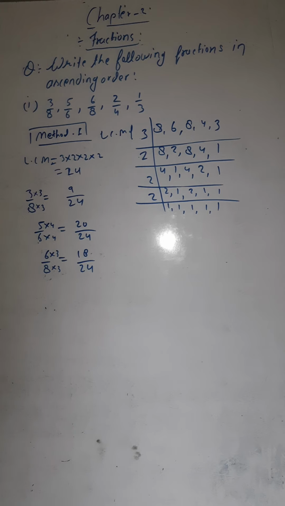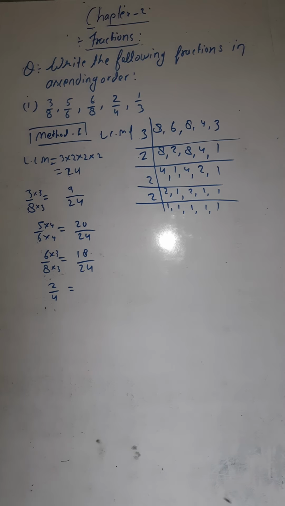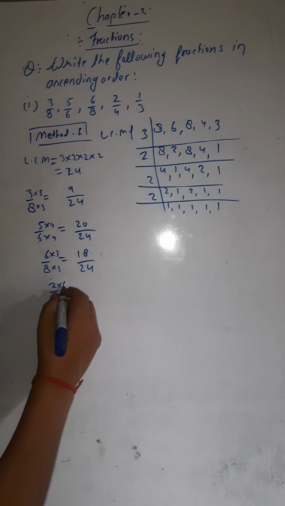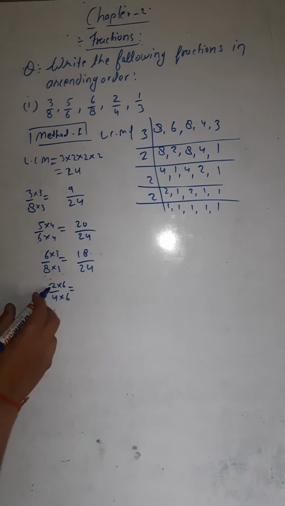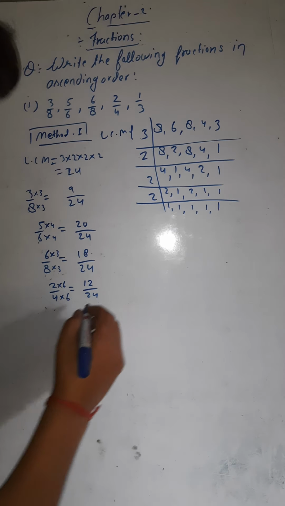Now check the next one, that is 2 by 4. What will I do now? I will divide this 24 by the denominator. What is the denominator here? 4. I divide the LCM by 4. How many times going? 4 sixes are 24, 6 times. So multiply here also by 6, here also by 6. So it would be 6 twos are 12 and 4 sixes are 24.